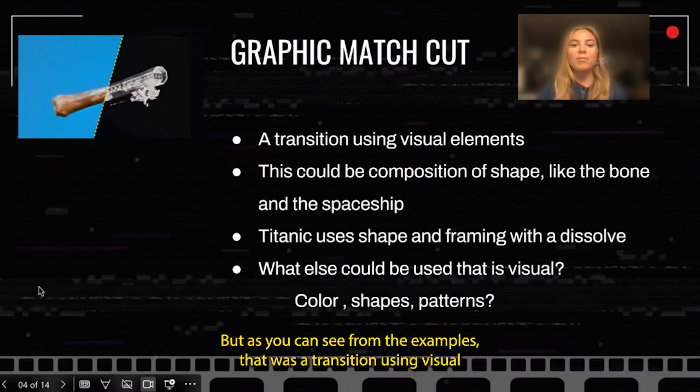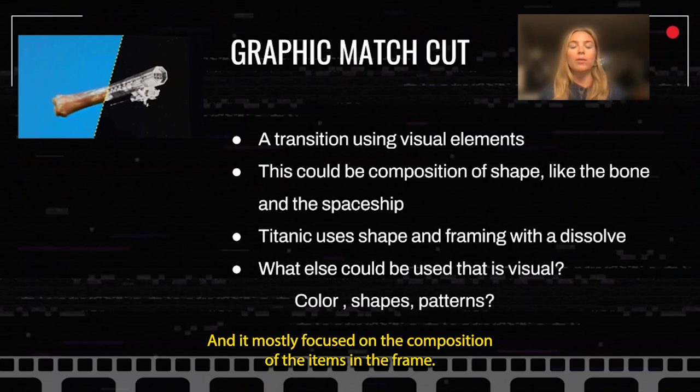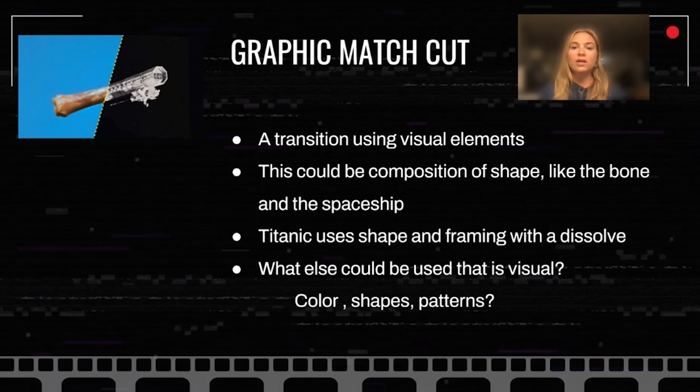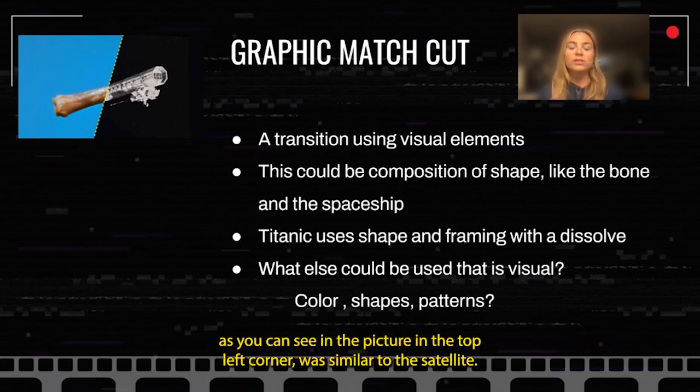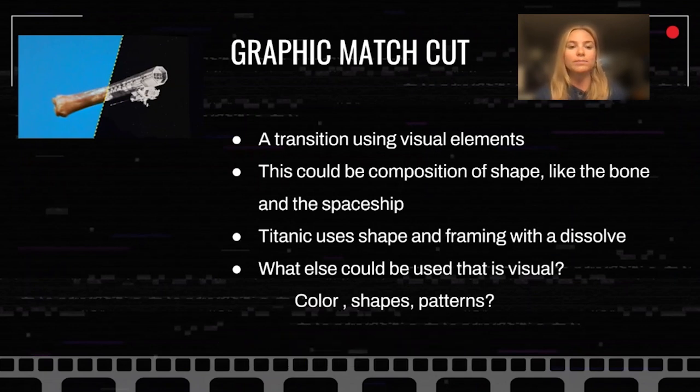Love that one. But as you can see from the examples, that was a transition using visual elements, and it mostly focused on the composition of the items in the frame. So in Titanic, you could see that the wreck of the ship transformed pretty easily into what the ship used to be, and that bone, as you can see in the picture in the top left corner, was similar to the satellite, and that creates a really cool kind of visual trick.